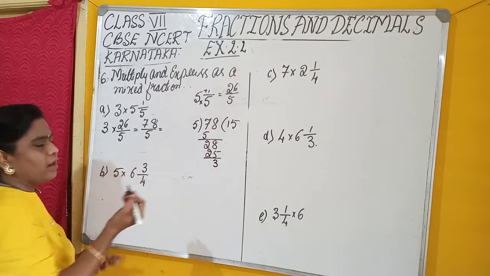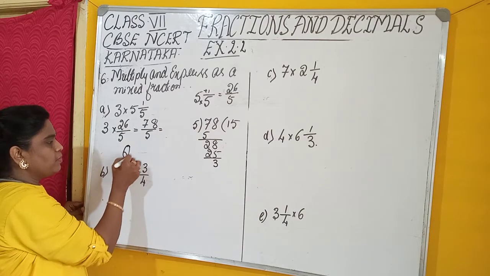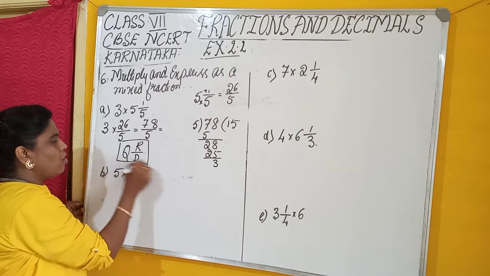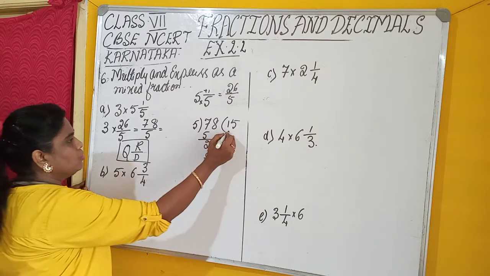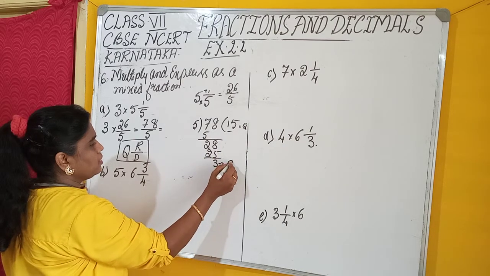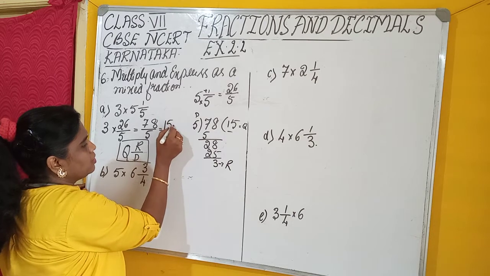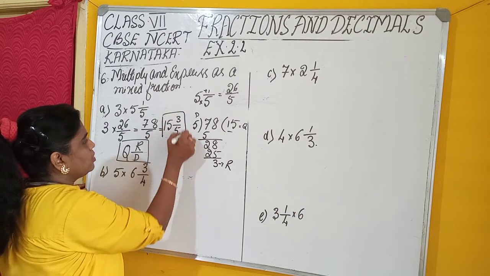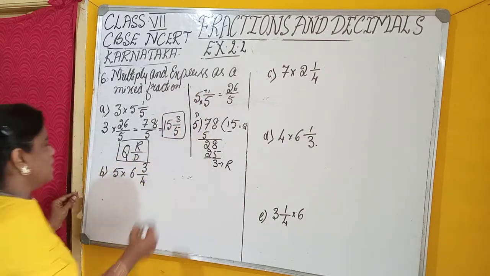Now we have to write. I told you how we have to convert an improper fraction to a mixed fraction. Q R by D is nothing but quotient, remainder by divisor. Here this is the quotient, this is the remainder and this is the divisor. First write the quotient, then remainder 3 by divisor. Okay students, understood? It's very easy, simple steps are there.